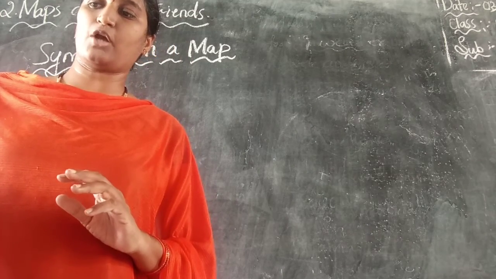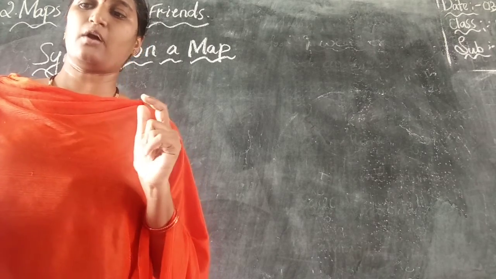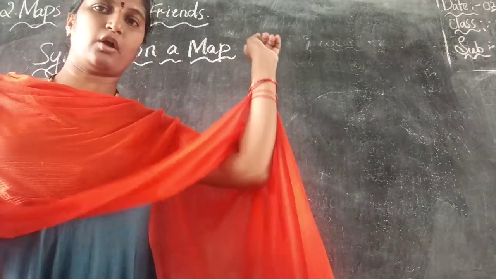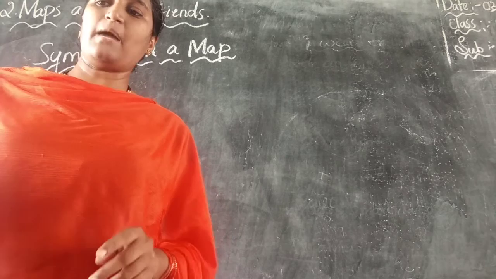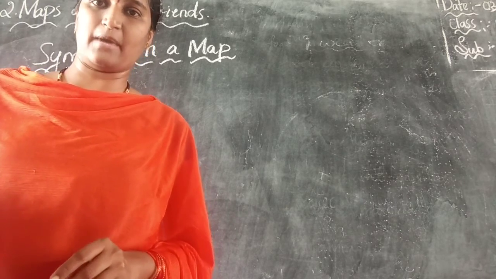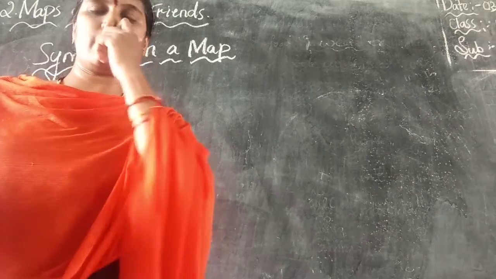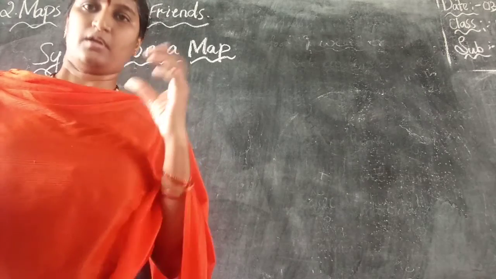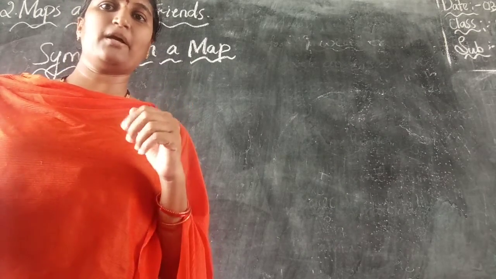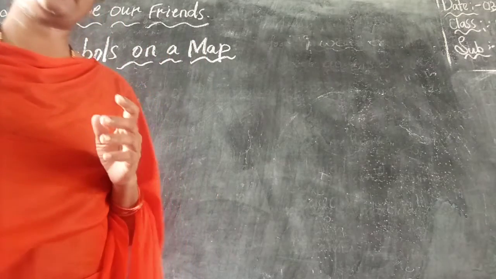And usually maps are drawn with the north at the top. So how are maps drawn? Maps are drawn with the north at the top, and a map is drawn to a fixed scale, and standard colors on a map are used for different features. What is used on a map here? Standard colors are used. Yesterday I explained about the colors.